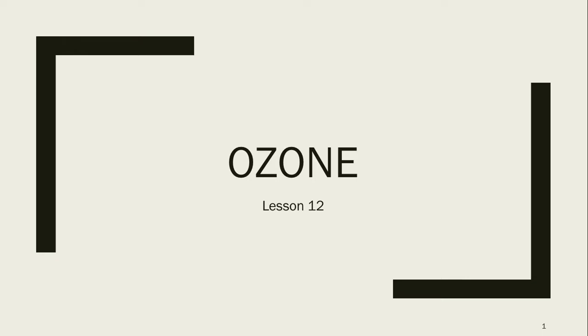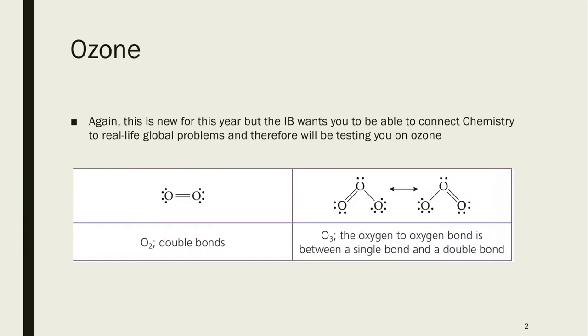Alright, so in this video, I'm going to talk to you guys about ozone and how the IB really wants you to focus on ozone and connect it to many different types of chemistry that you have learned and that we will learn the rest of this year. So again, IB wants you to be able to connect chemistry to real life global problems, and this is a new concept, and they will be testing you on many different aspects of ozone.